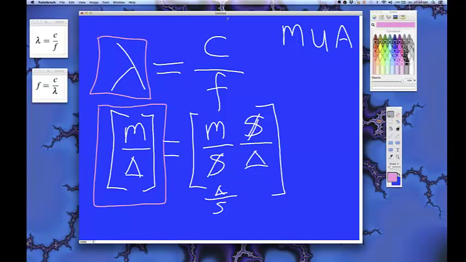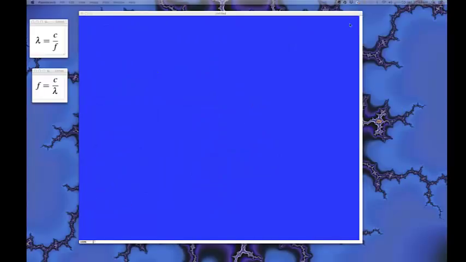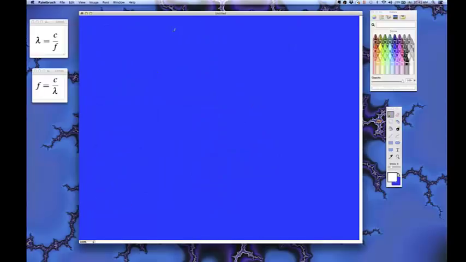Okay, this equation converts from the domain of frequency to the domain of wavelength. But there's a deeper meaning. And I'm gonna start from scratch here. I'm gonna write it up. Okay, so I'm gonna write this again. Wavelength is equal to the speed of light divided by the frequency.